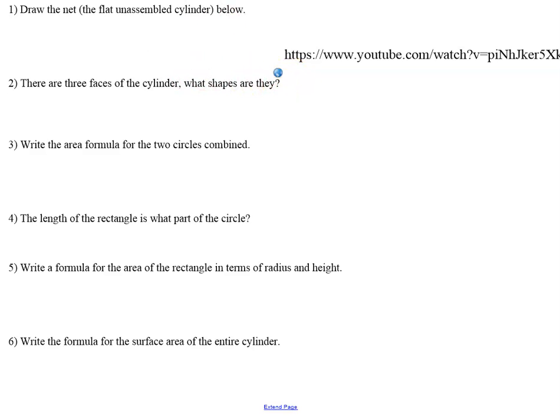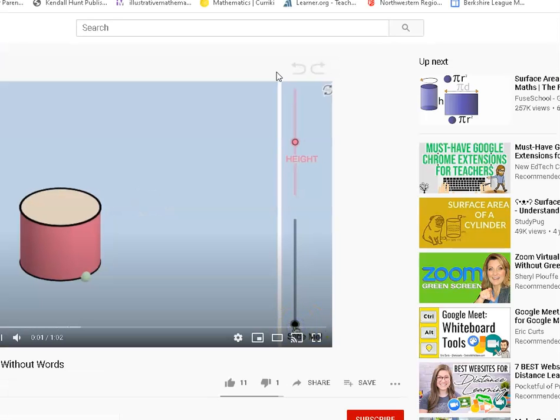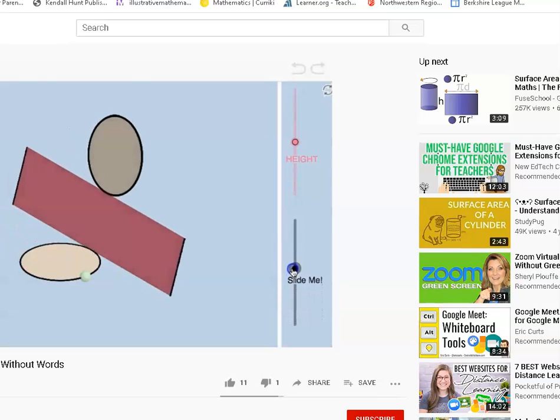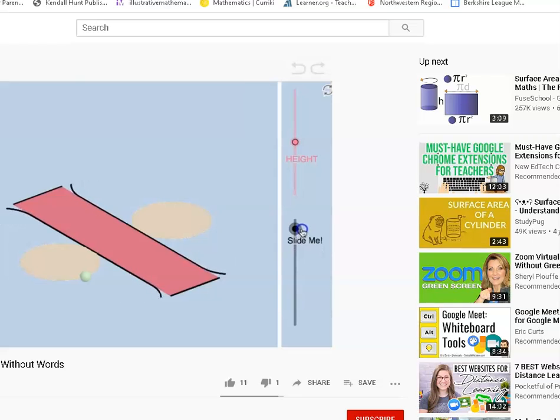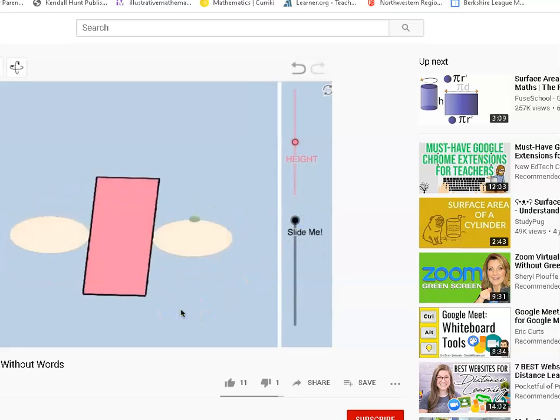Okay, so let's go to this video. Here's the cylinder, and we are taking apart the net. That's the net, the unfolding of the cylinder, and you can see 3 faces, 2 circles and a rectangle. Circle areas we know are pi r squared.